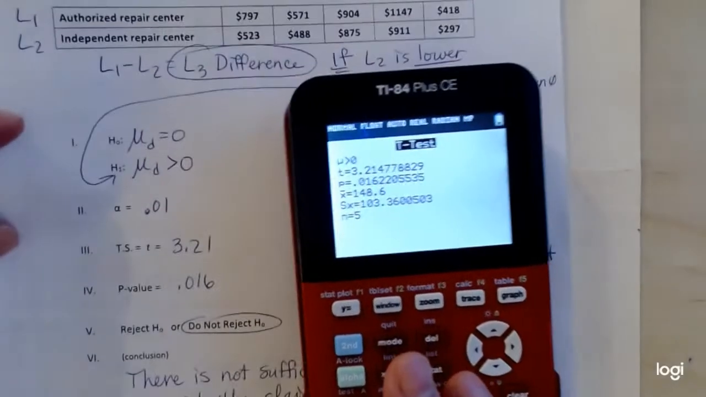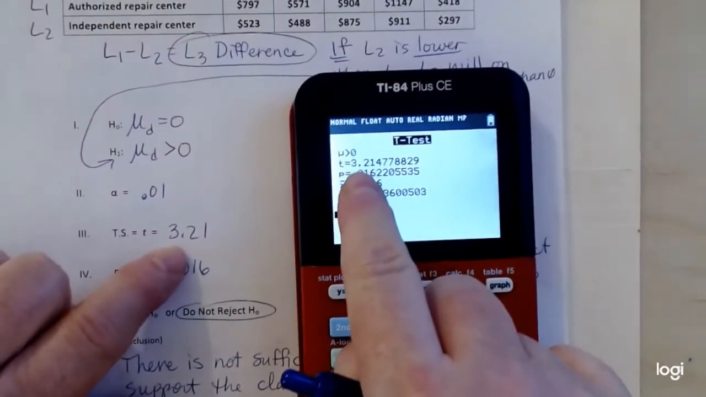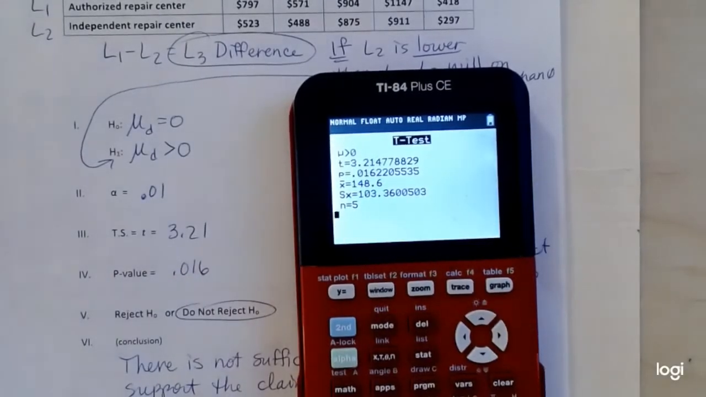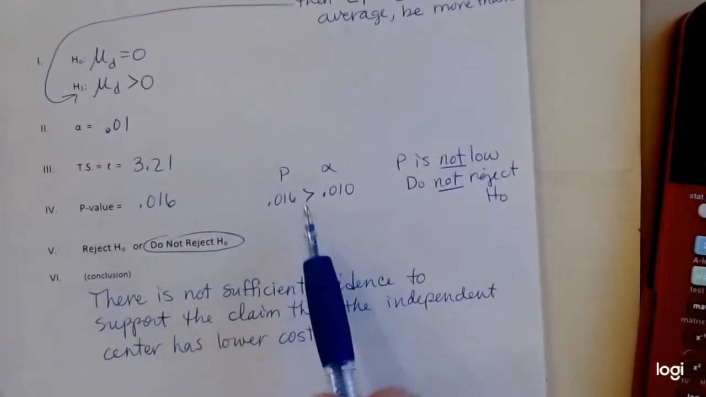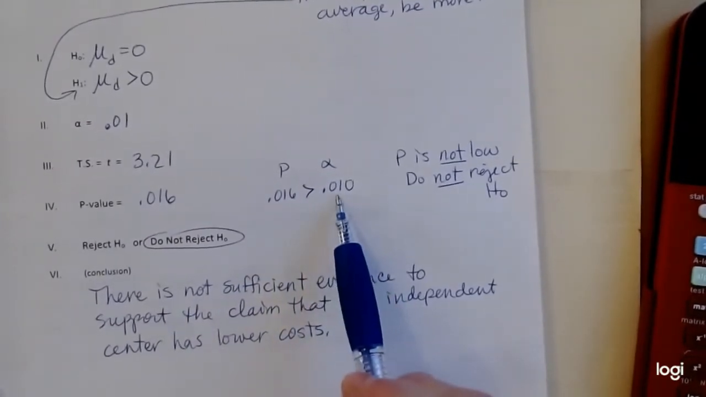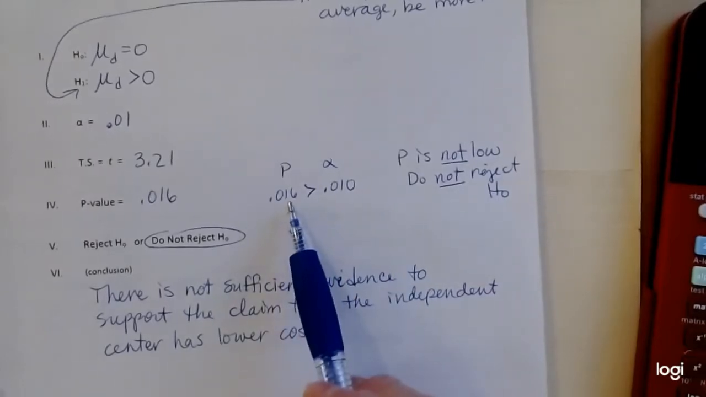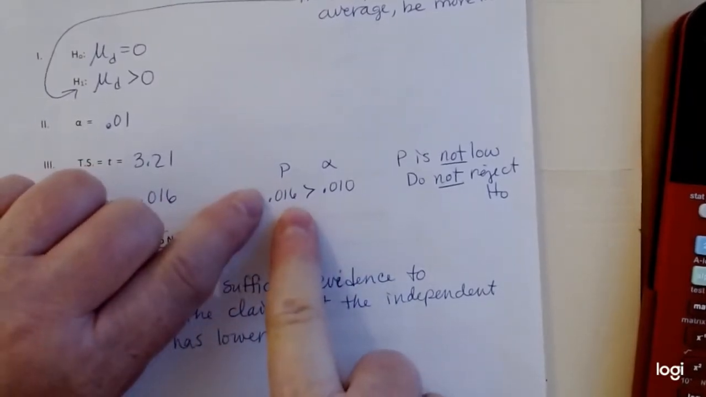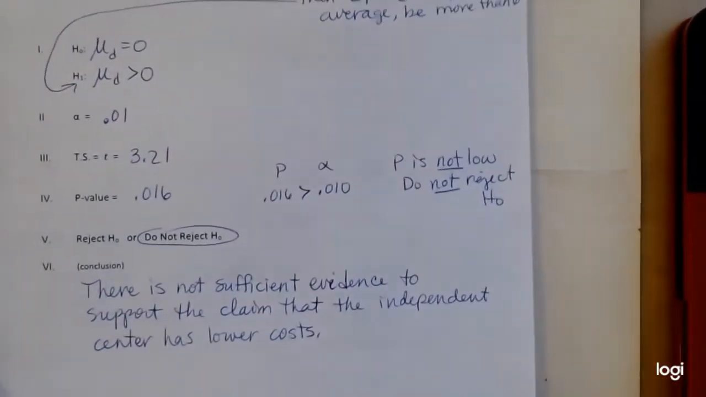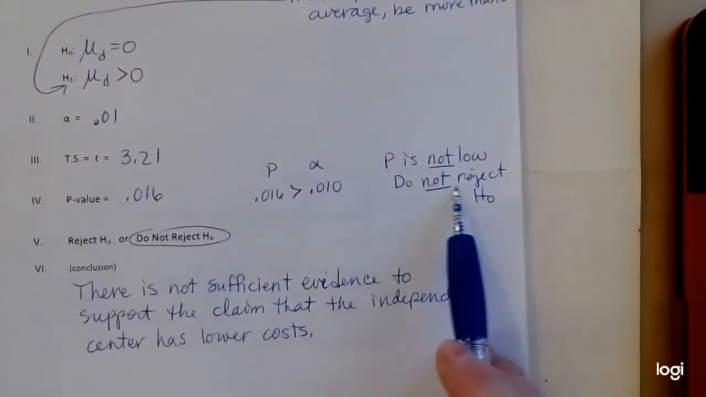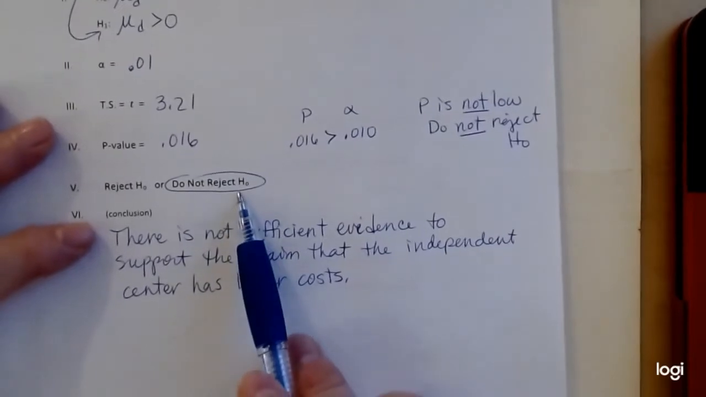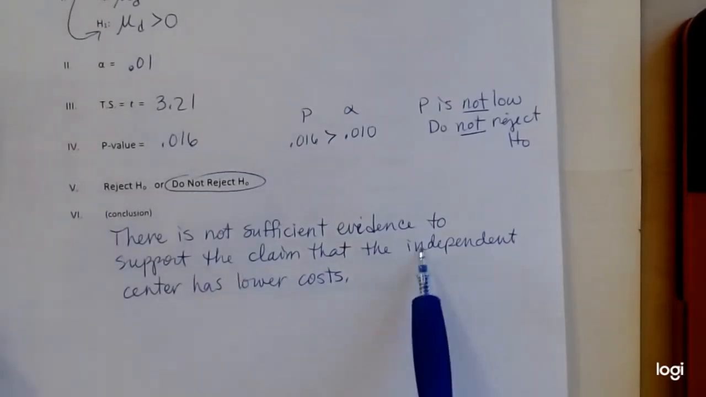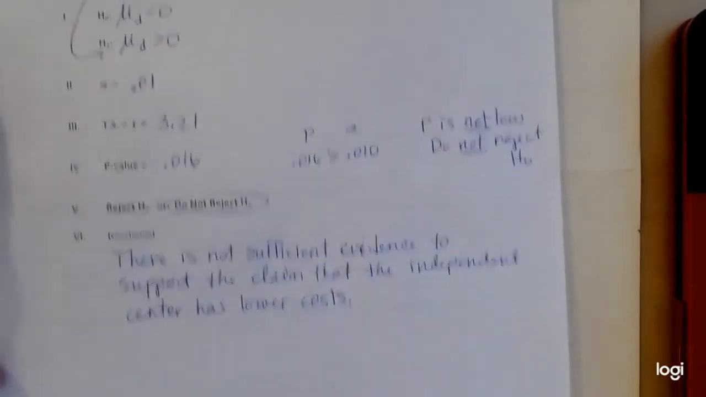And you can see that our test statistic is a t-value, so it's 3.21, and our p-value is 0.016. And even though 0.016 is pretty small, it's not smaller than 0.010. Think of this as, the 0 is the same, but then this is a 16 and this is a 10, this is bigger. It's not a lot bigger, but it's bigger. So P is not low, so we do not reject H naught. And when we do not reject H naught, our conclusion is that there is not sufficient evidence to support the claim that the independent center has lower costs. So that's our result there.